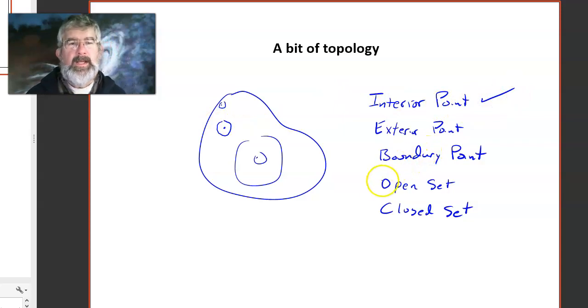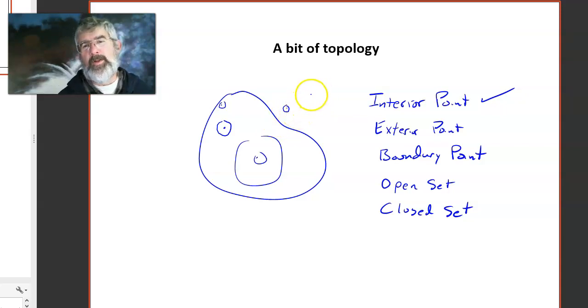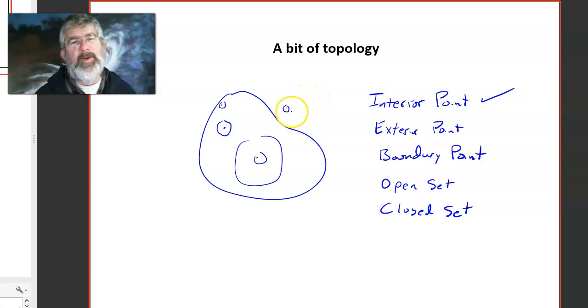Right? An exterior point would be a point where you can find a disk that contains this point such that no point in the disk is in the set that you're talking about. That would be an exterior point. Again, I don't care how big this is as long as it's got radius bigger than 0. I don't want to just call a single point a disk. I want it bigger than that. That's an exterior point.